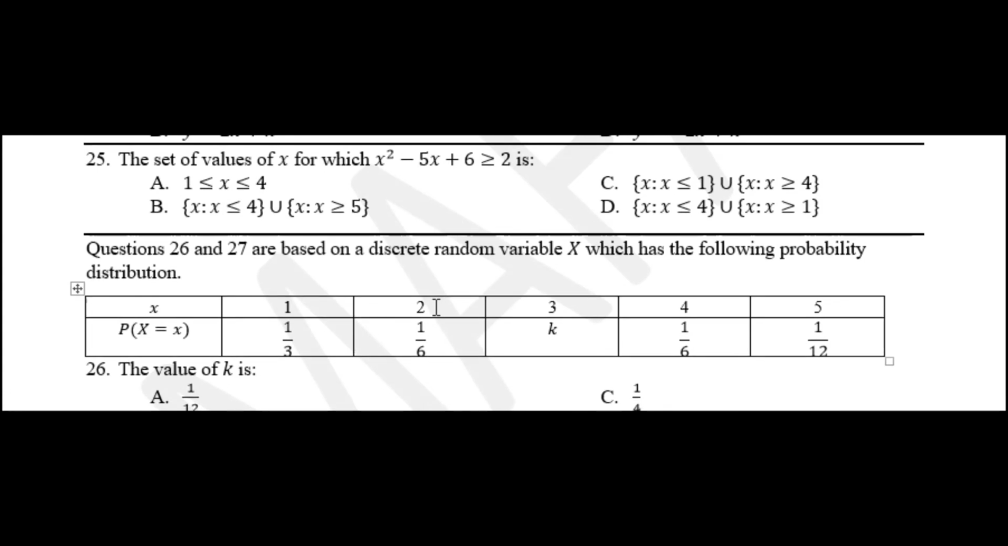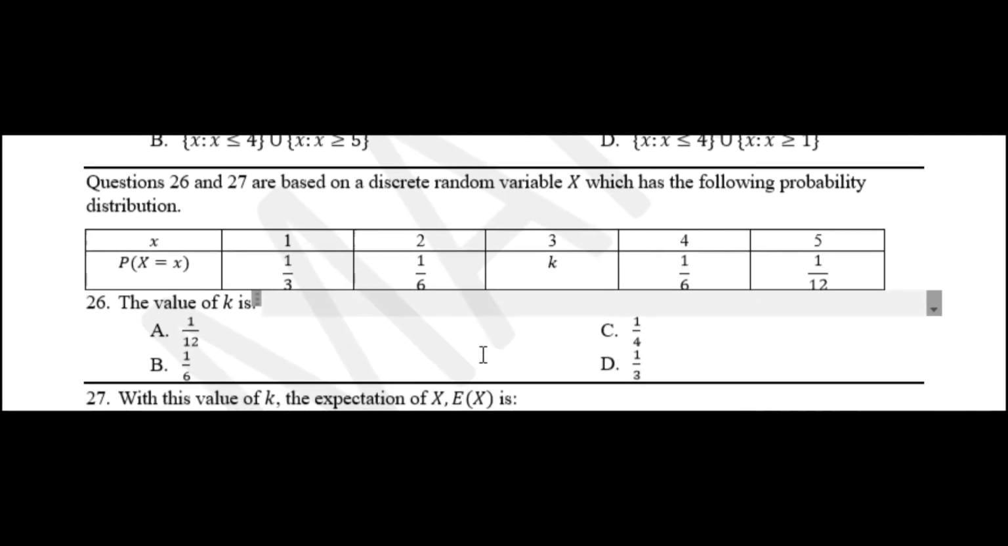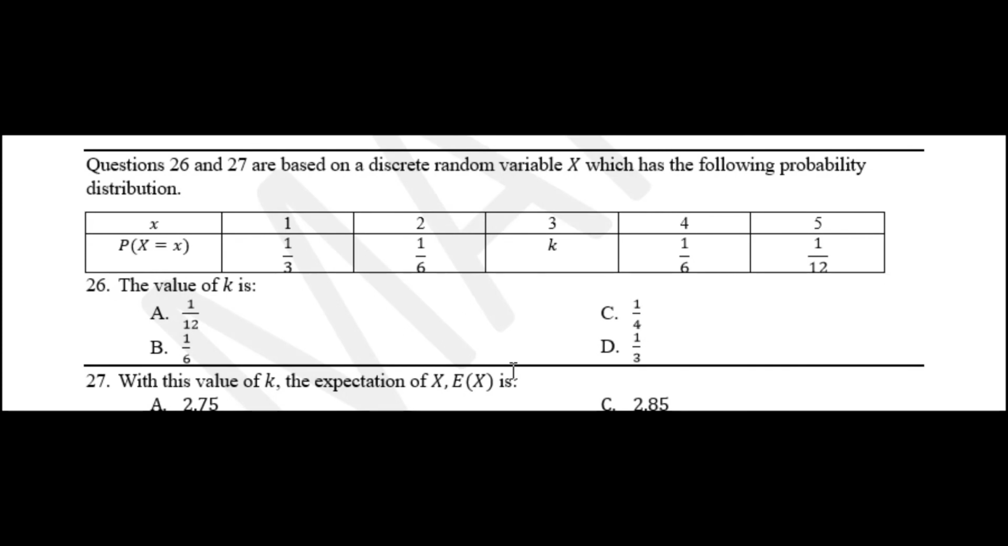25, you're solving a quadratic inequality. So we need to make the right side 0, and then if you can factorize it, you look for the critical values, you go to the number line, and then you bring out the solution set.